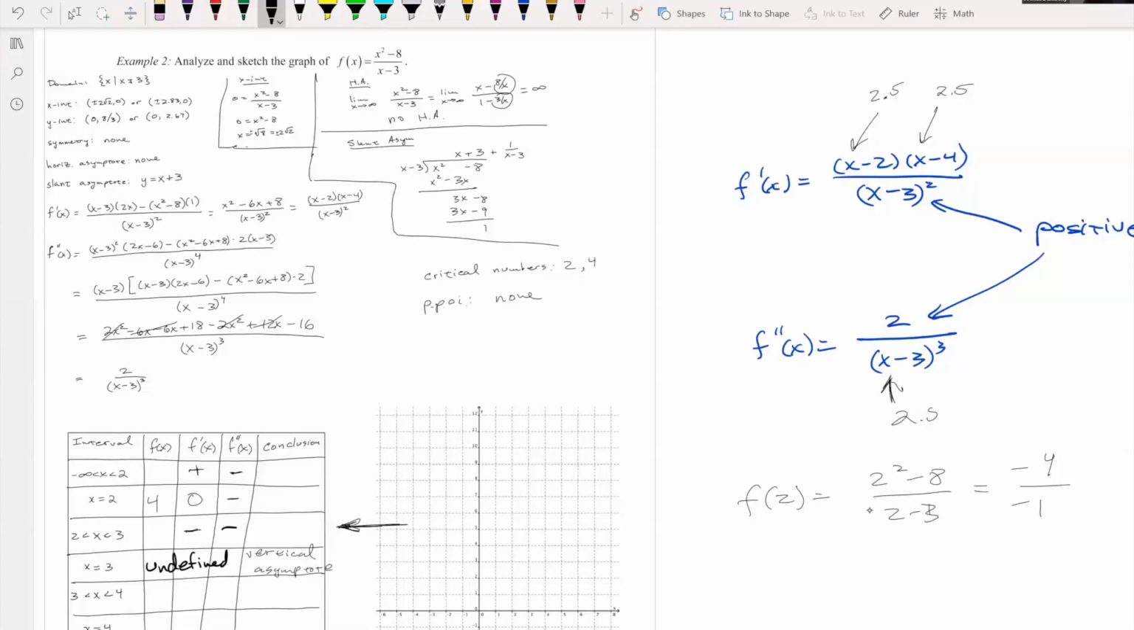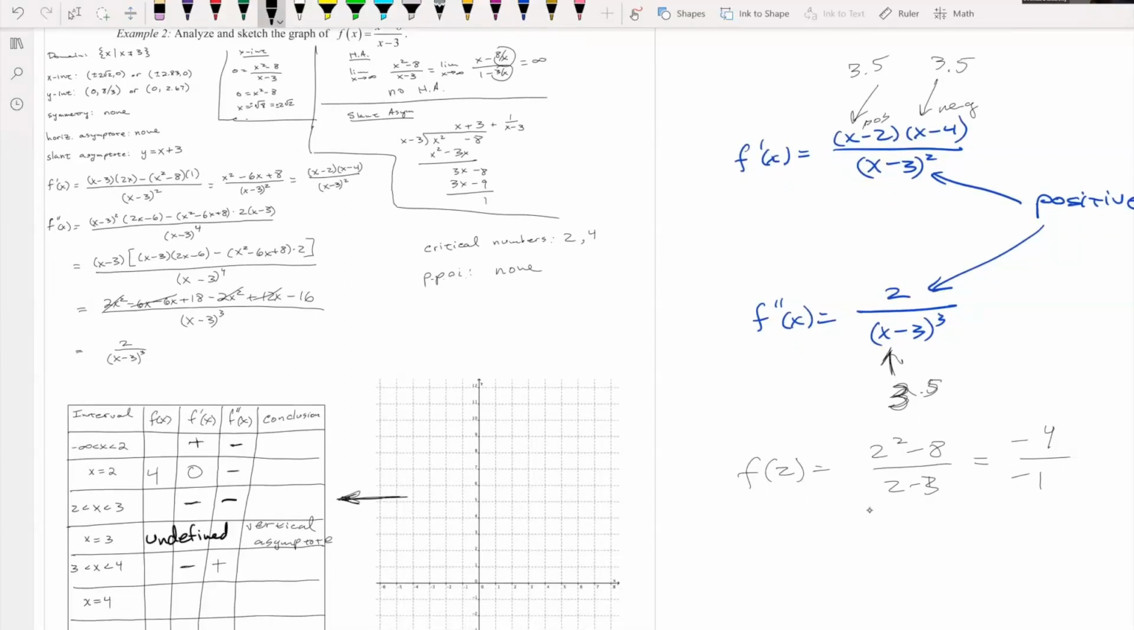Now we're going to plug in 3.5 for our next region. And I think we get a positive here and a negative here. And it's positive in the bottom, so we get a negative over a positive, which is negative. We plug in 3.5 over here, we're going to have a positive over a positive, so that's a plus. Same thing if we plug in 4 and anything bigger than 4, right? As long as we're bigger than 3 here, we're going to get positives for our second derivative. And the same idea is going to happen here.